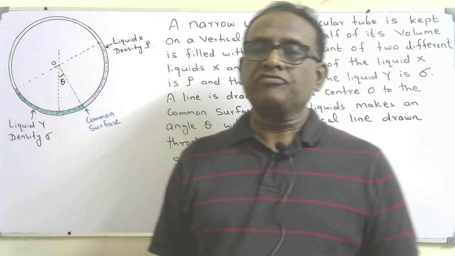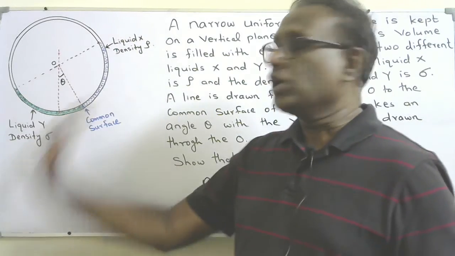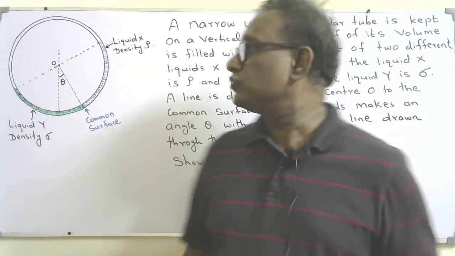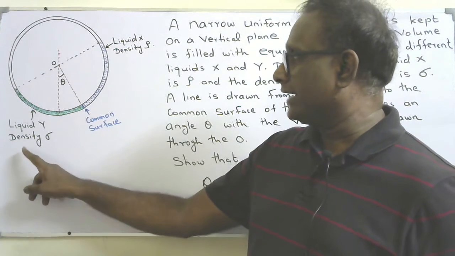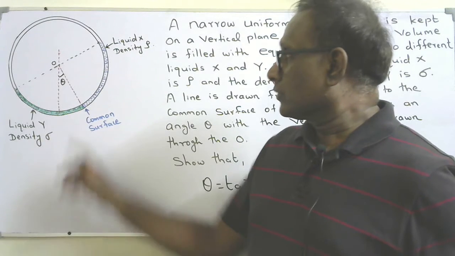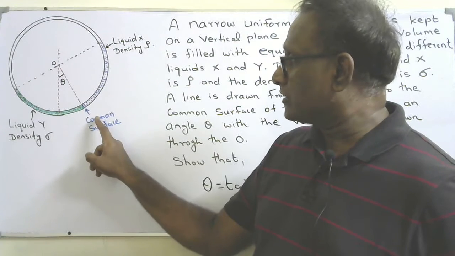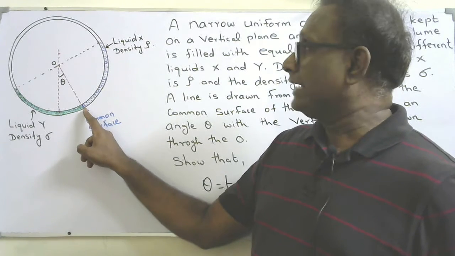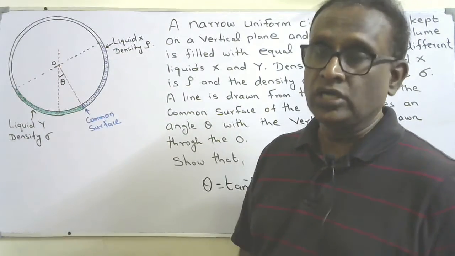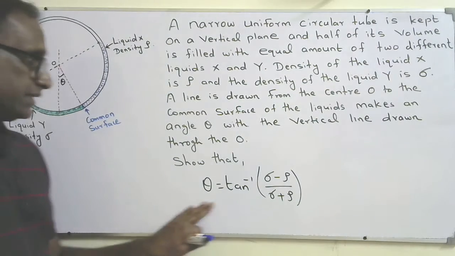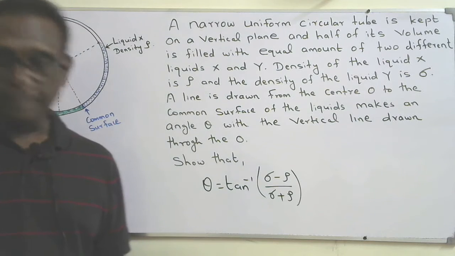A narrow, uniform circular tube is kept on a vertical plane, and half of its volume is filled with equal amounts of two different liquids, X and Y. The density of X is rho, and the density of Y is sigma. The line drawn from the center of the tube, which is O, to the common surface of the liquids is making an angle theta with a vertical line drawn through the center O. So the question is, show that theta equals tan inverse of (sigma minus rho) over (sigma plus rho).